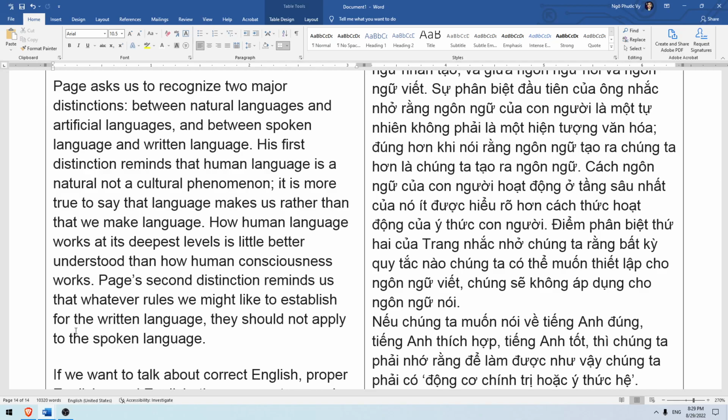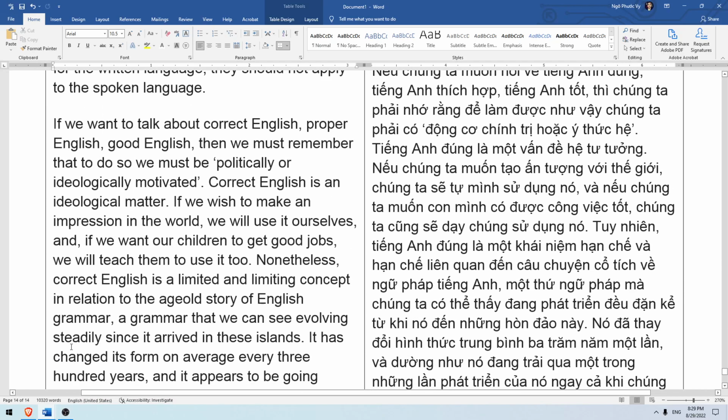Le Page's second distinction reminds us that whatever rules we might like to establish for the written language, they should not apply to the spoken language. If we want to talk about correct English, proper English, good English, then we must remember that to do so we must be politically or ideologically motivated. Correct English is an ideological matter.